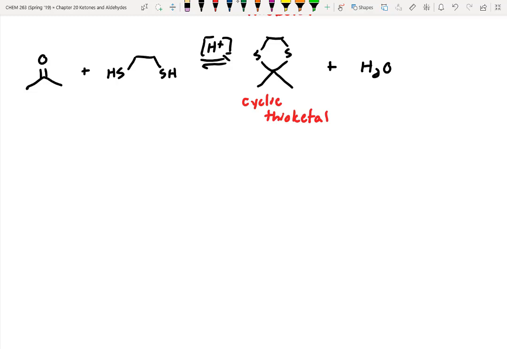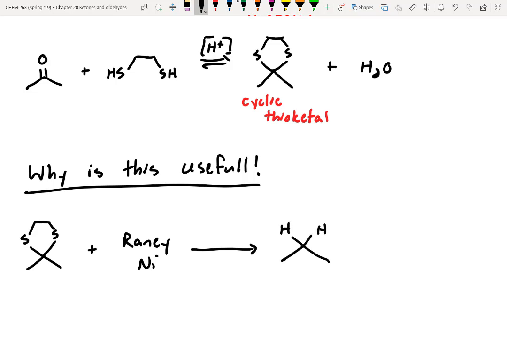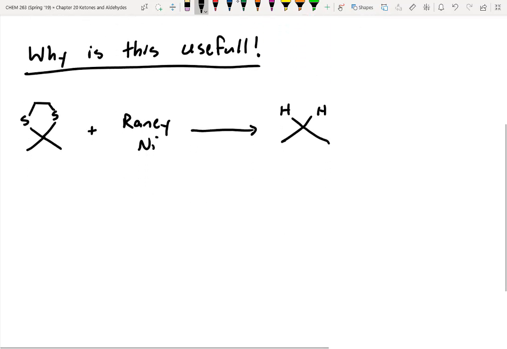Really, the big benefit of this is this next reaction. So I'm going to write this down. Why is this useful? All right, so let's take that cyclic thioketal that we just made, and I'll show you a super cool trick. You can take this plus something called Raney nickel, and you can convert it all the way down to the alkane.